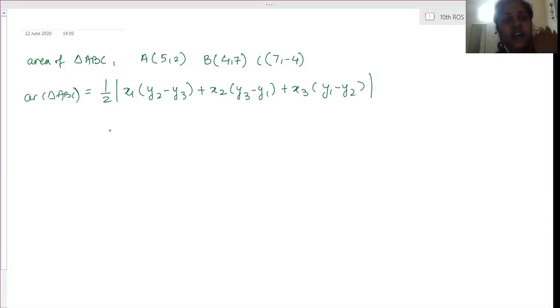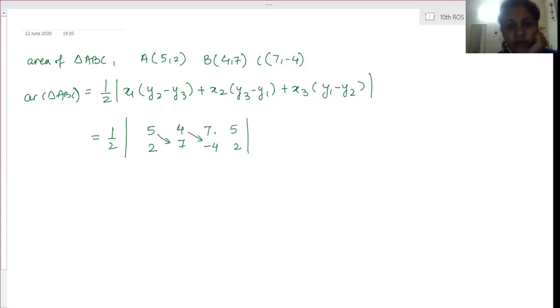Are you calculating directly with the formula or with the cross multiplication method? I'm using cross multiplication, ma'am. So 5, x coordinate on top, y coordinate below. Then 4, 7, then 7, -4, and 5, 2. Then cross multiply. So 1 by 2, first bracket, the first cross from left to right: 5 sevens are 35, 4 minus 4 is minus 16.